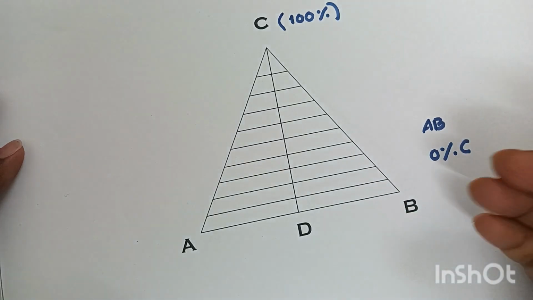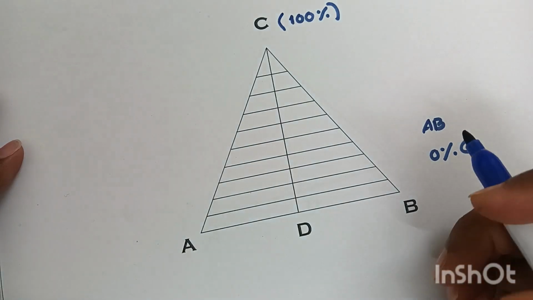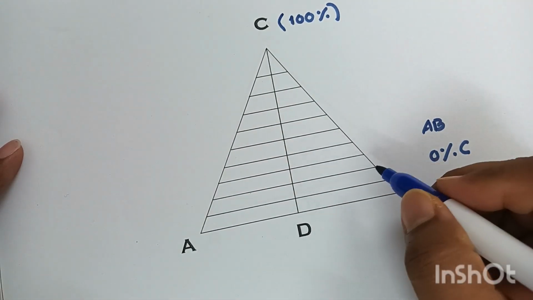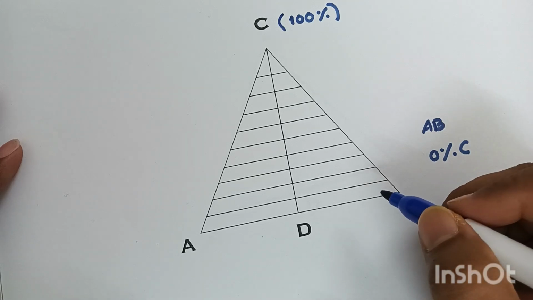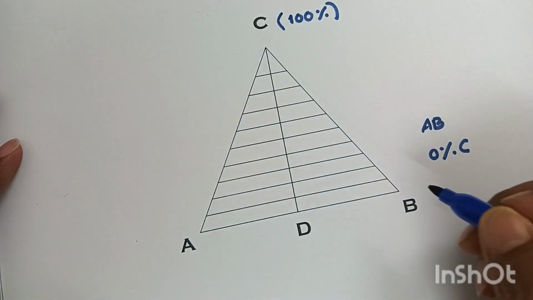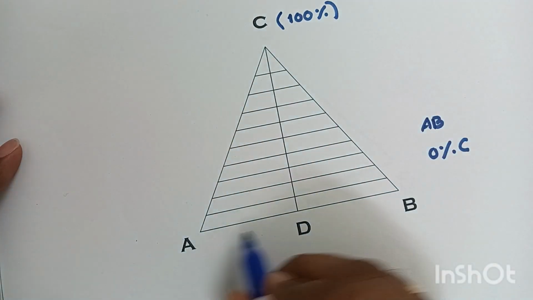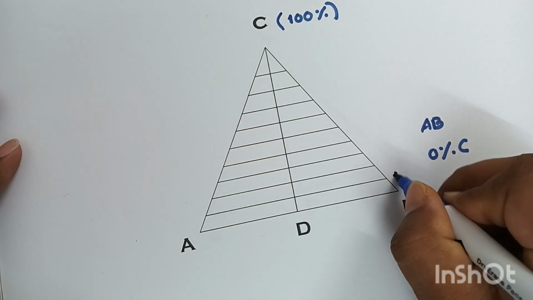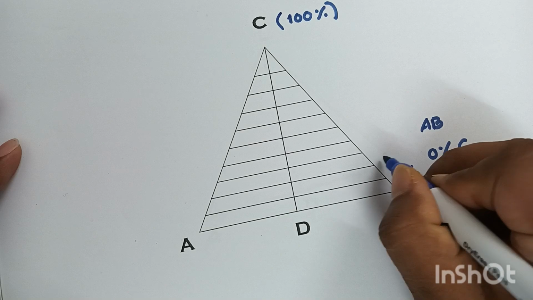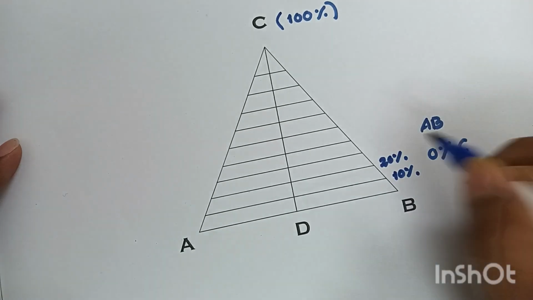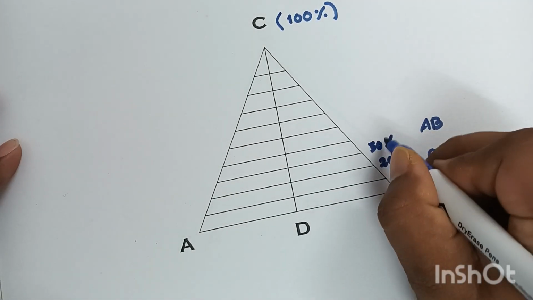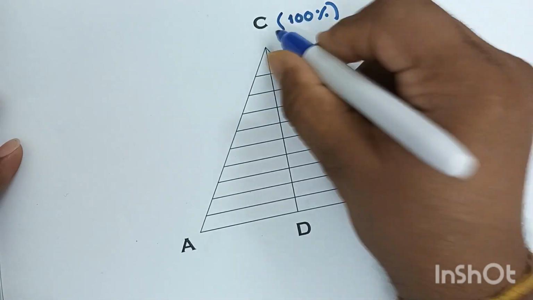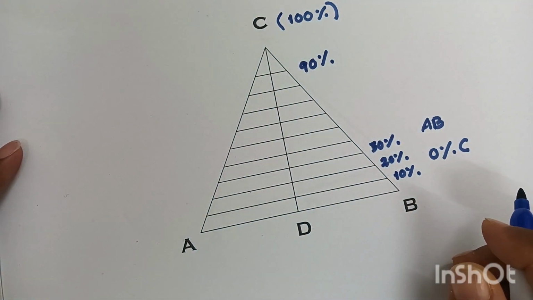If you want to deal in weight fraction, then each line represents an increment of 0.1 weight fraction. So if the top is 100% and the base AB is 0%, this line is 10% of C, this line represents 20% of C, this is 30%. In this way you keep going, 90%, and the top one is 100%.